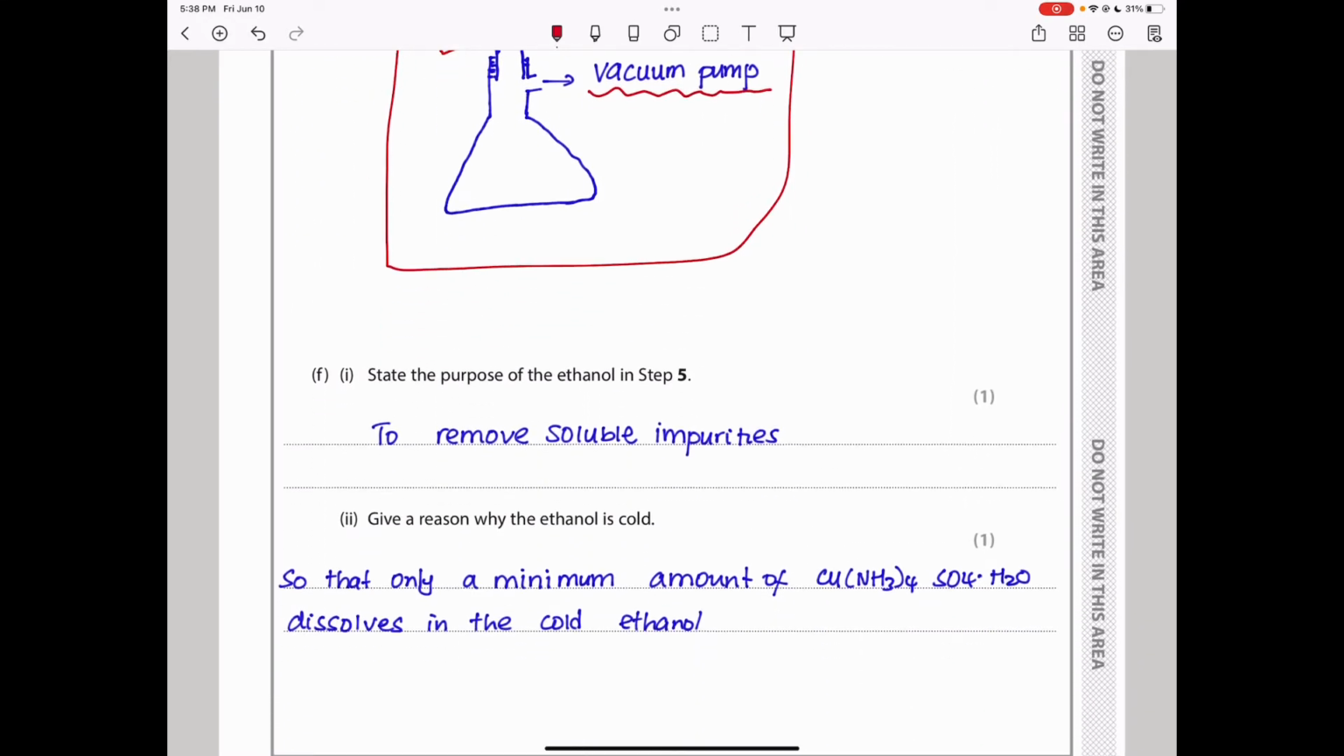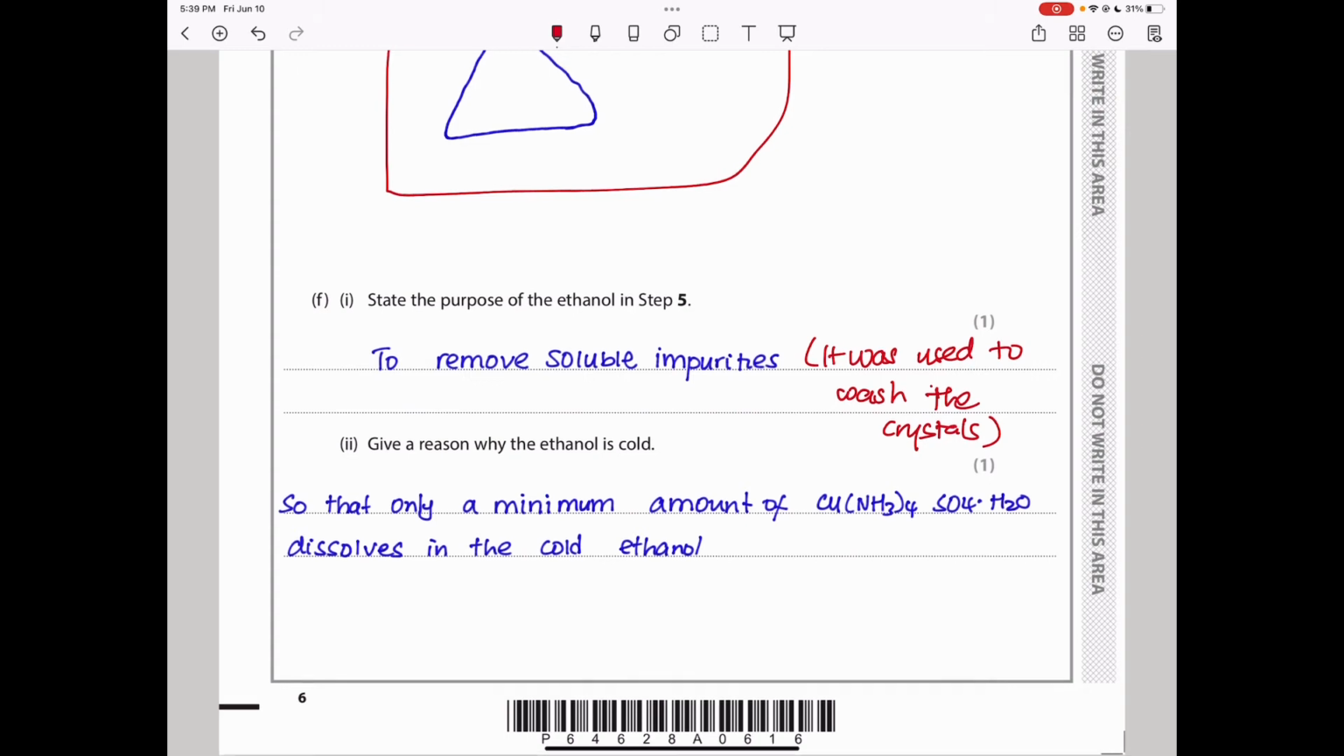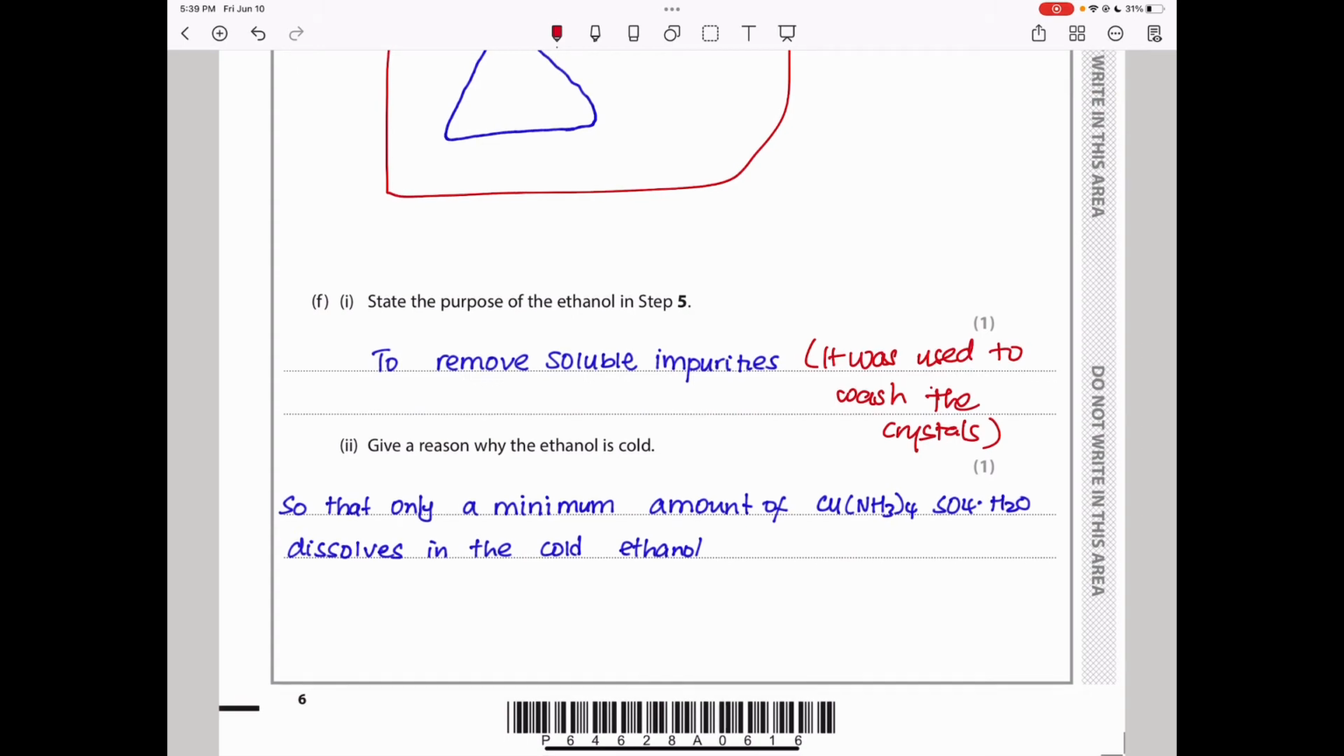Next part says, the purpose of ethanol in step 5. Again, we already saw ethanol was a solvent. In step 5, because ethanol is cold, it's not dissolving the sample, it's there to dissolve the impurities. That is why it was used for washing. It was used to wash the crystals during the filtration, basically.